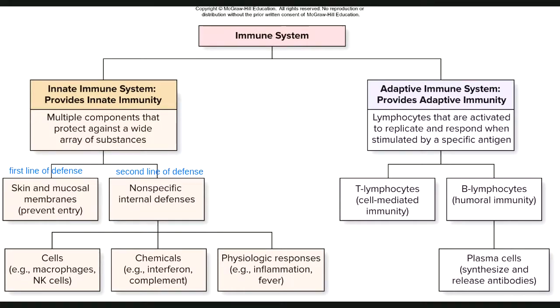Third line of defense is our adaptive immunity. Okay, so we have first line of defense, our skin and mucosal membranes, that's preventative. Then we'll have some internal defenses that are going to be non-specific. It's not going to matter what kind of virus or bacteria or pathogen you are. It's just going to be non-specific, but it's going to happen internally. And then the third line of defense is going to be this adaptive immunity.